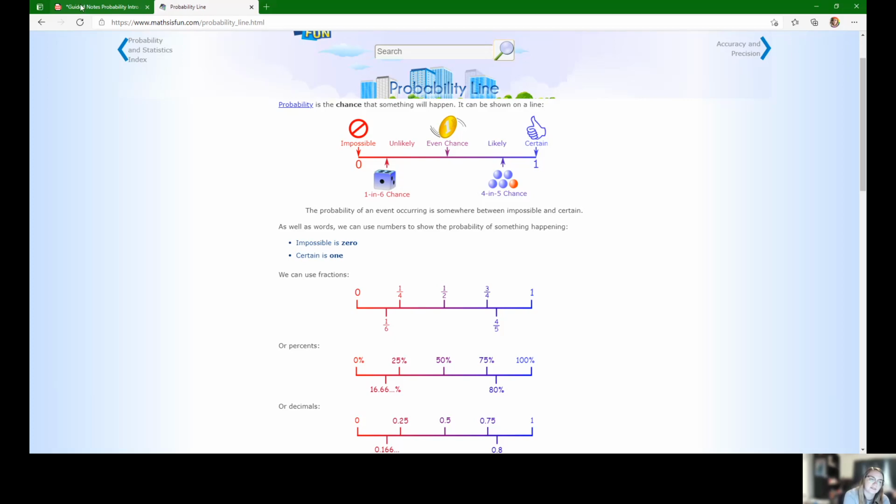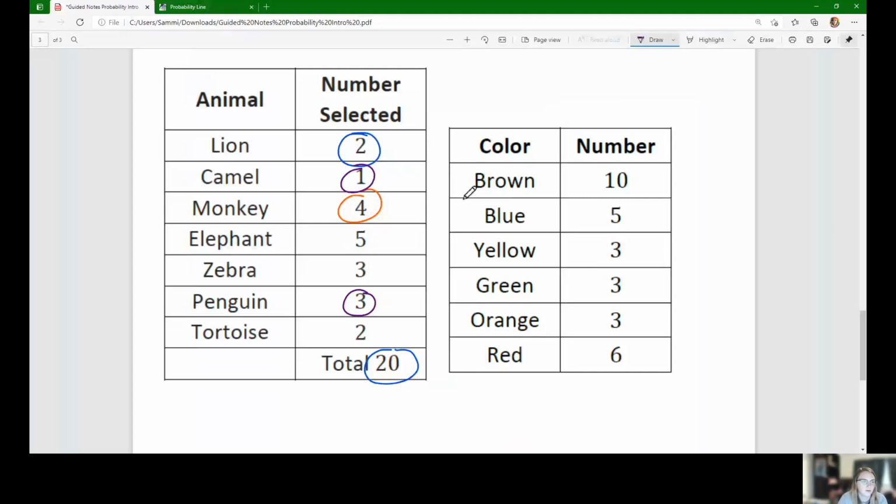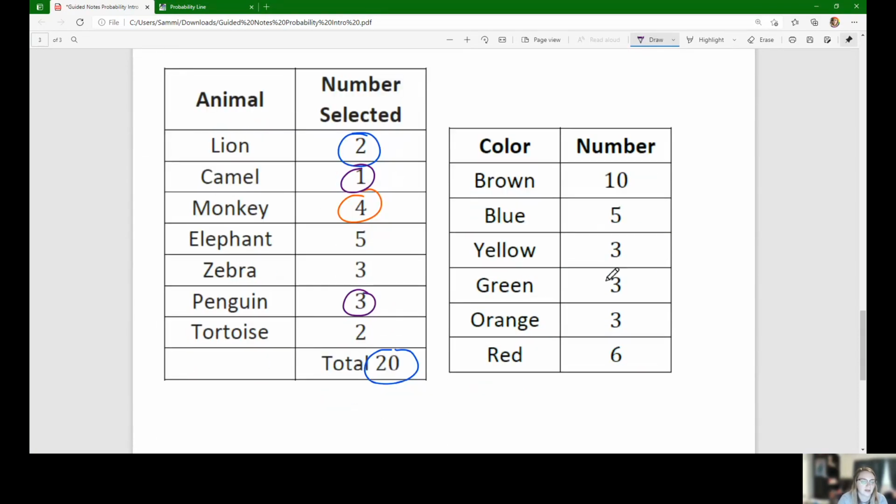So looking at our notes here, we have Montel randomly selected crayons from a large bag of crayons. The table shows the colors of the crayons in the bag. I have the table down below here where we had the animal crackers. So we want to know what is the probability he selects a blue crayon, and we want it as a percent, decimal, and fraction. So if we're looking at a blue crayon, he has 5. We don't know the total yet, so we have to add them up. So 10 plus 5 is 15, plus 3 is 18, another 3 is 21, another 3 is 24, plus 6, the total is 30.